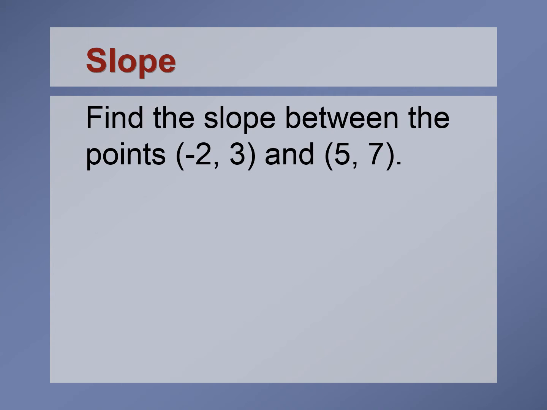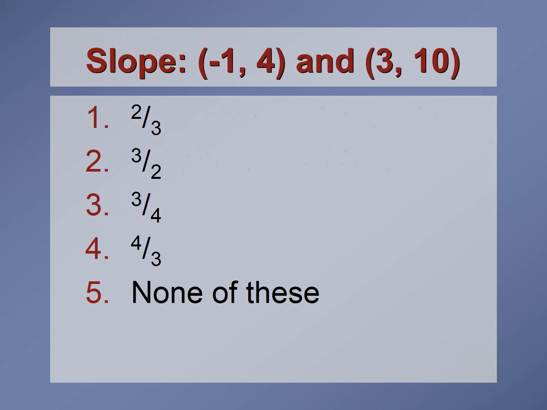Okay, let's do this one. So 7, I'm going to go this way again. 7 minus 3 is 4. And then 5 minus negative 2 is actually 5 plus 2, which is 7. So I end up with 4 over 7 as my slope. Go ahead and try this one on your own.